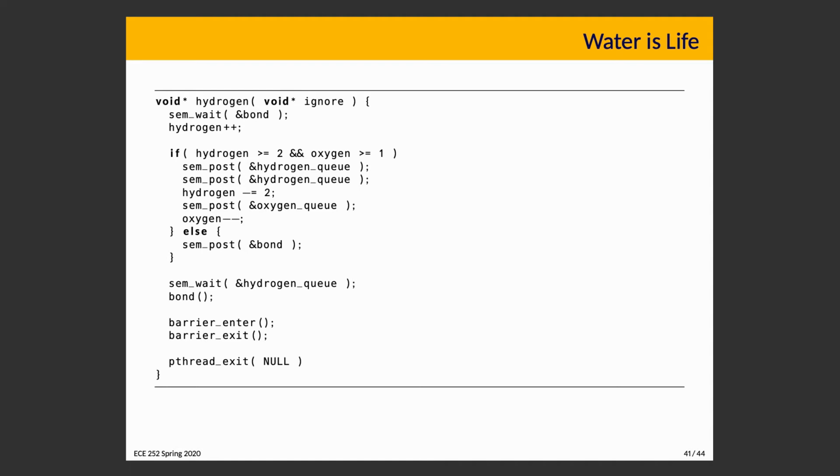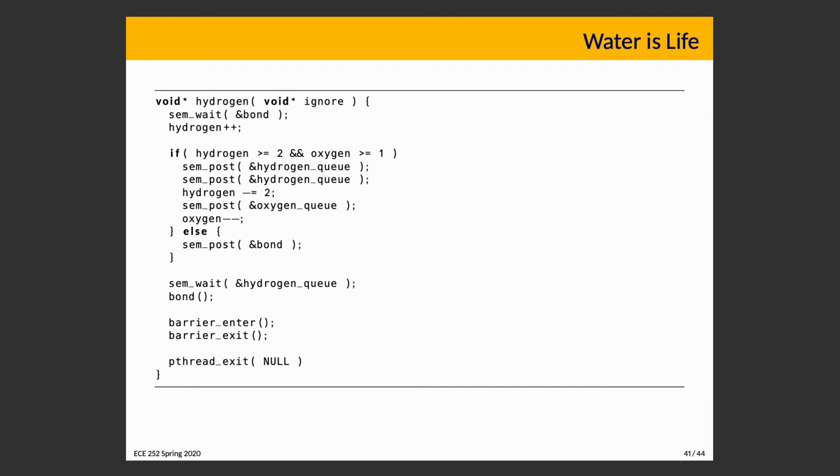So tell all 3 queues to let a molecule proceed, or tell both queues, but tell the hydrogen queue twice, to let an oxygen proceed and a pair of hydrogens proceed. Decrement oxygen count, otherwise post on bond, wait on the hydrogen queue. When it's our turn, we'll bond, and then we'll have our meetup with enter and exit, and that's it for a hydrogen thread.